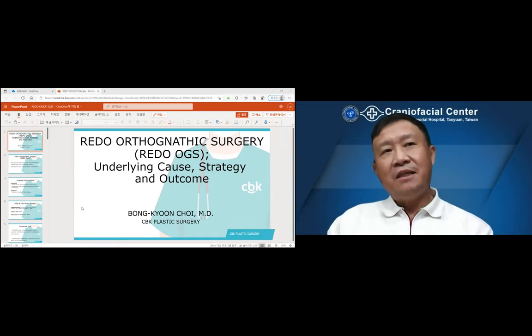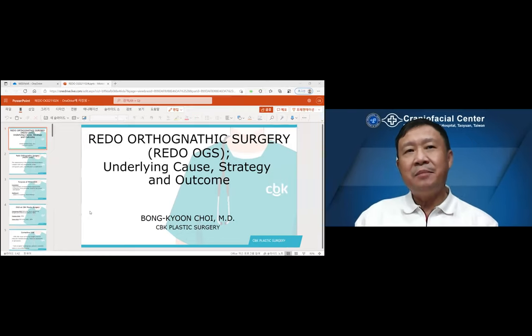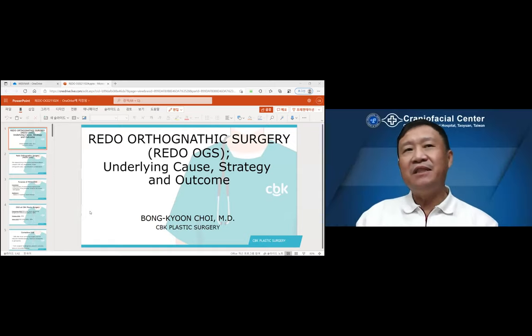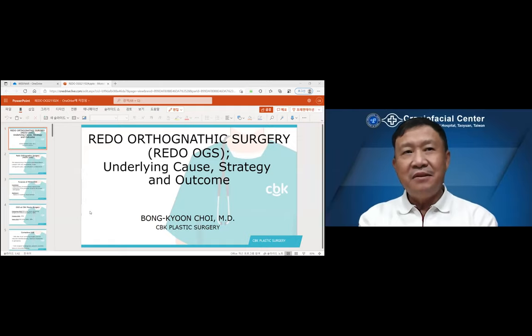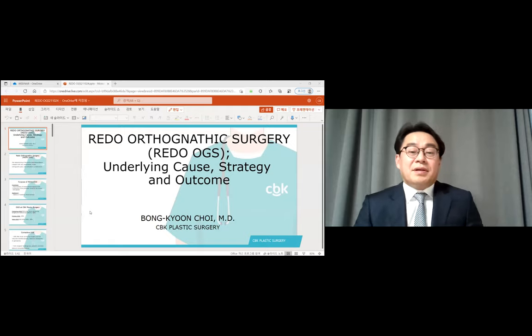Okay, so during your pre-surgical consultation, you spend a lot of time observing the patient, explaining to the patient, and then showing your data. However, the data, the simulation, is mainly skeletal. How can you explain to the patient that the skeletal procedure is like this? Yes. However, the soft tissue outcome may not be exactly as the skeletal part. How do you explain this?